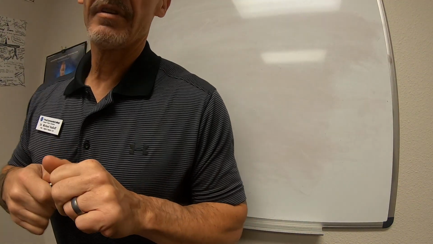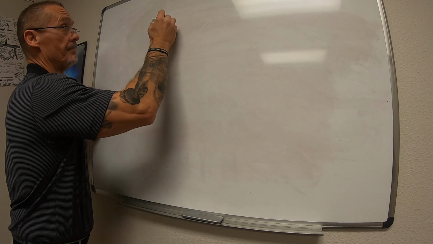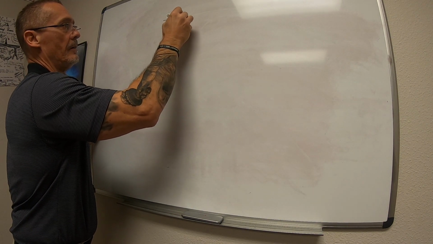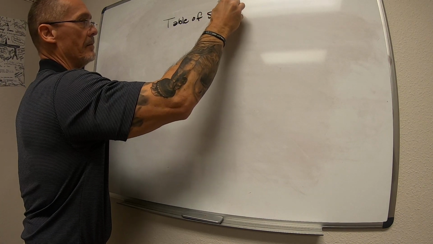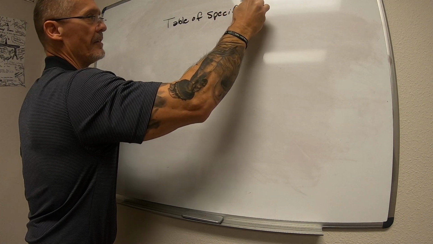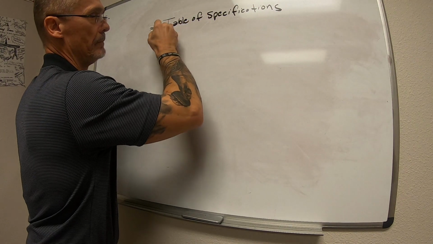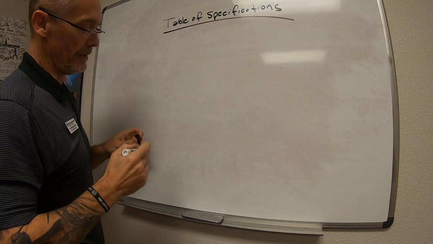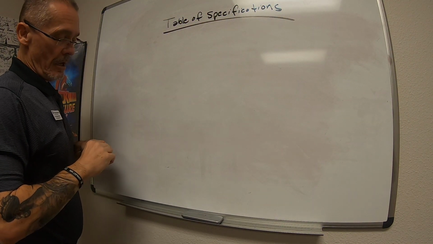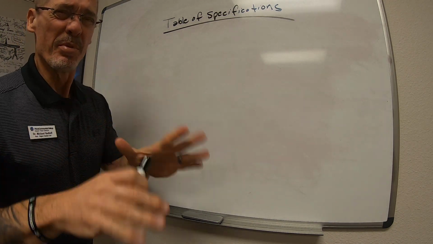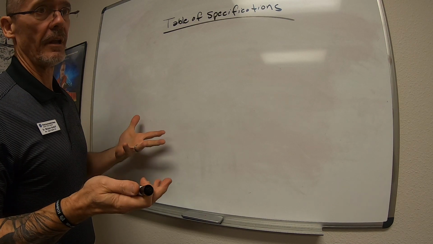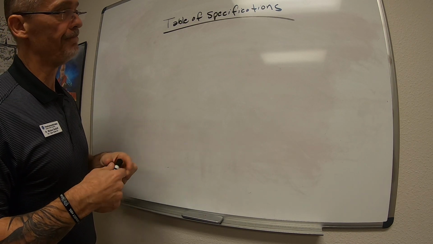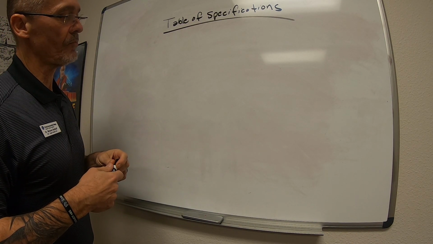Okay, let's talk about the table of specifications. I have it explained in excruciating detail in the course. But it's a confusing concept, but it's super simple, okay? And I find that if I can just explain it verbally, it's a lot easier.